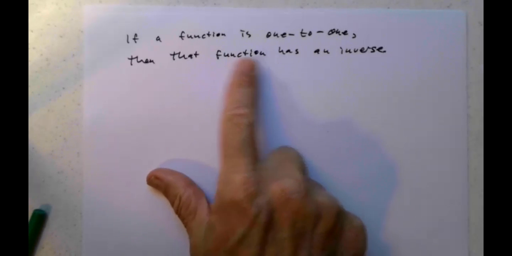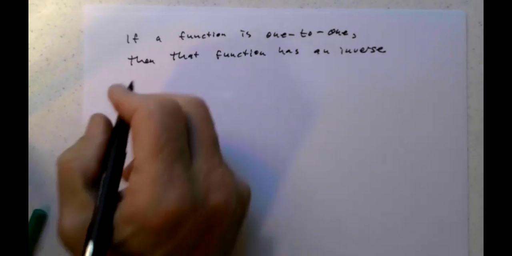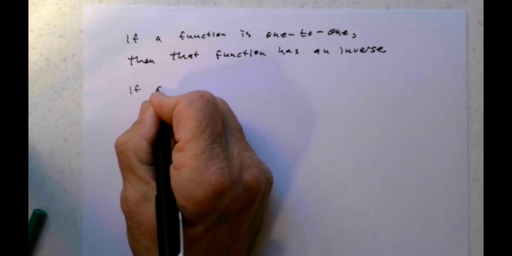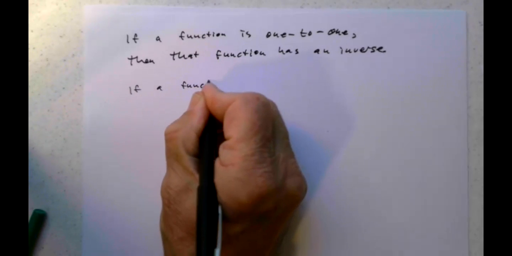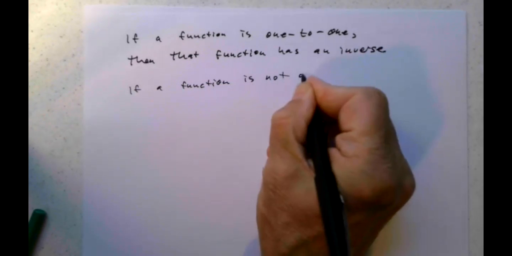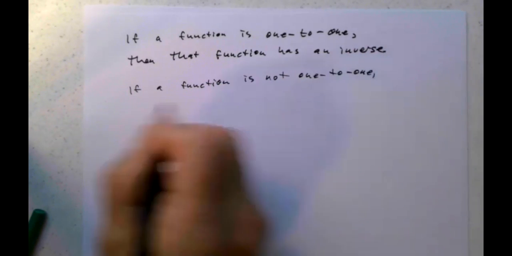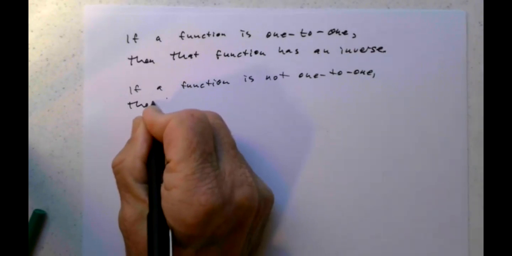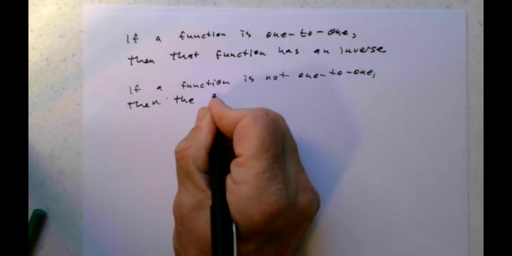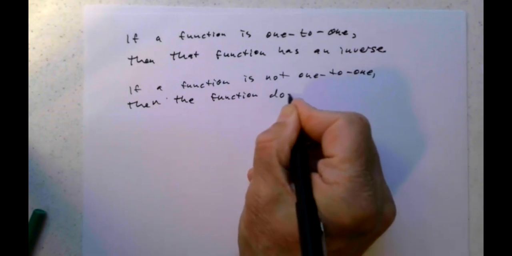The function must be 1 to 1. If a function is 1 to 1, then the function has an inverse. If a function is not 1 to 1, it does not have an inverse. That is our key idea.